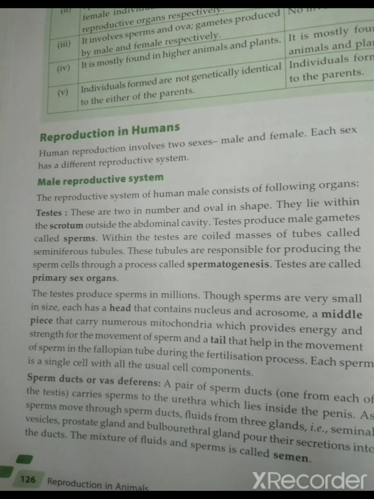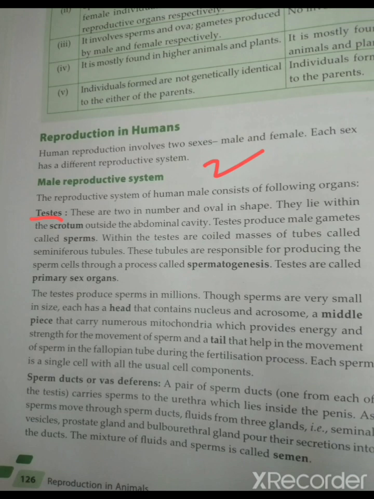The testis. How many testes are present? Two. The shape of it is oval. It lies within a scrotum. Scrotum is nothing but the covering. Inside the scrotum only the testes are present. The scrotum is present outside the abdominal cavity. It is outside the body, not inside the body as in the female. They are responsible for producing the gamete, the sperm.